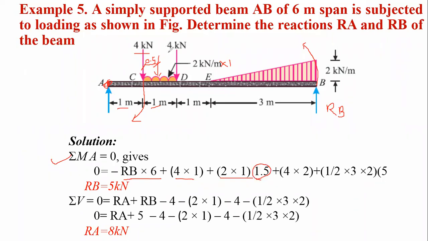Now the next is this 4 kilonewton force. It is also making a clockwise moment. 4 into perpendicular distance, which is 2. This 1 plus this 1 becomes 2.